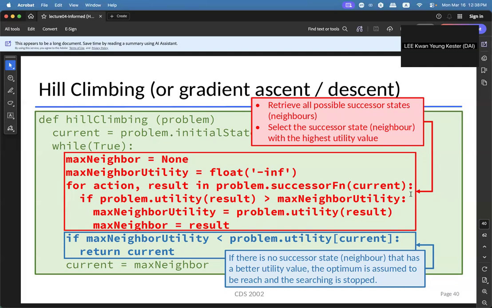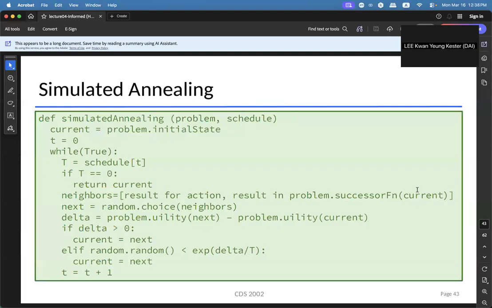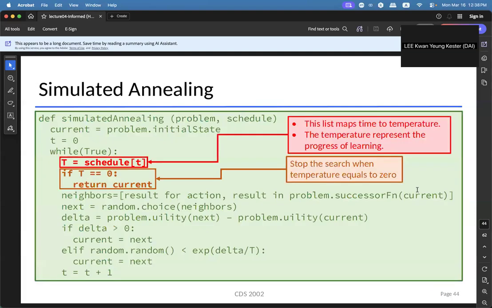That is why we say that the hill climbing algorithm is only considering localized information and it cannot get to a global maximum or global minimum. But for simulated annealing, we do something quite different. Simulated annealing is actually trying to simulate a process called annealing.